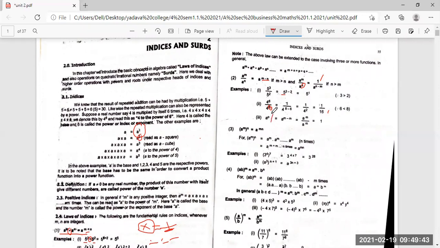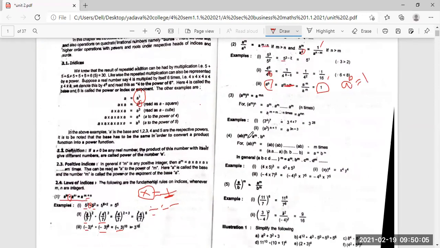Here, a to the power of 0. a to the power of m minus m, when both the powers are the same, we get a to the power of 0. That is also a to the power of m divided by a to the power of m, which is equal to 1. So please note it down: a to the power of 0 is always equal to 1.